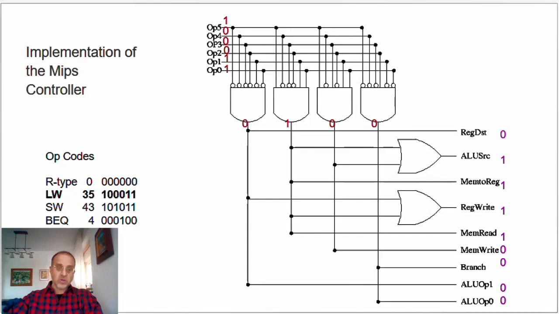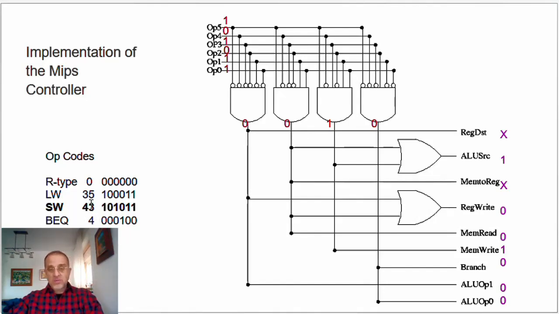Let's do store word. So store word is 43. If you notice, the load word and the store word are very similar. The only difference is this 1 here in the middle. And also notice it's quite interesting, because the 1 was here. In other words, on the R type there was a 1 here and the rest were zeros. Then the 1 sort of moved down one space, and now the 1 moved down another space. It's kind of interesting. So the store word is 43.